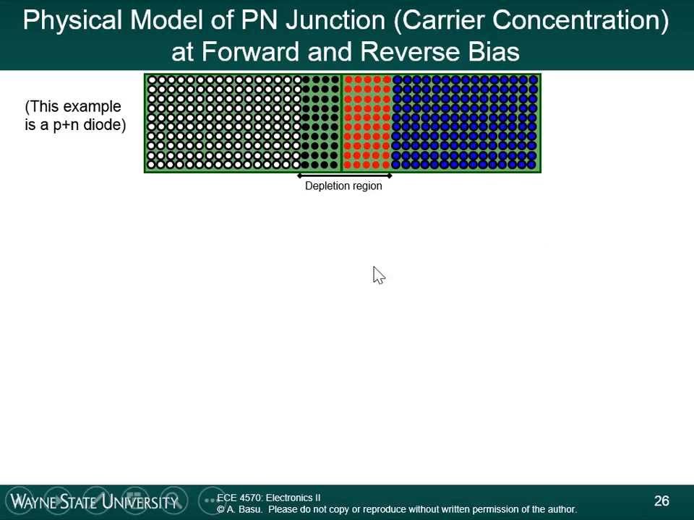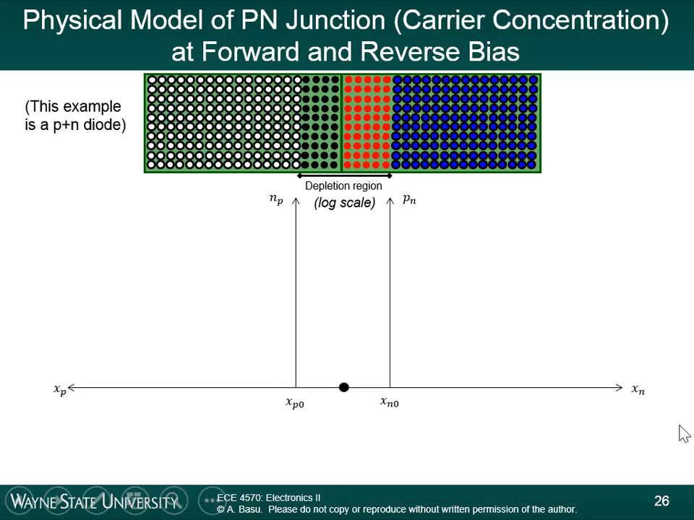It has to do with depletion widths. How do we know this is a P plus N? Because the N region is wider than the P region. Right, that's correct. Okay, so we're going to look at carrier concentration.